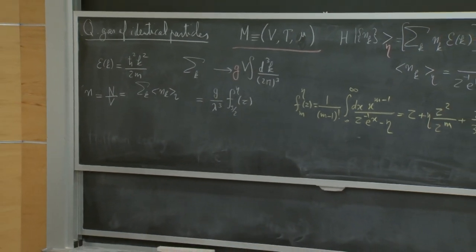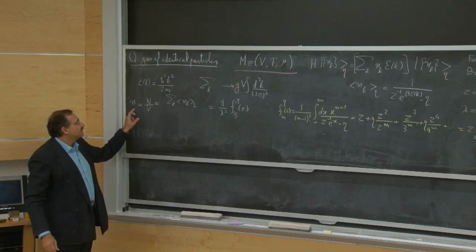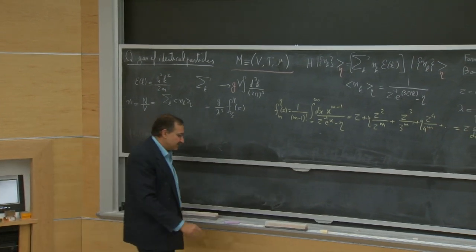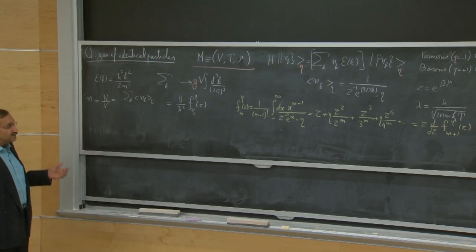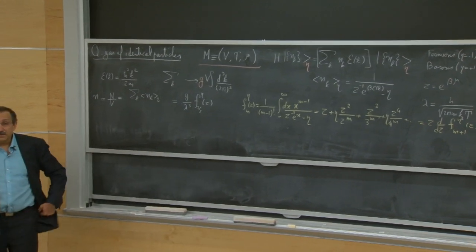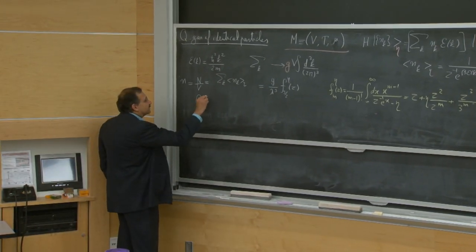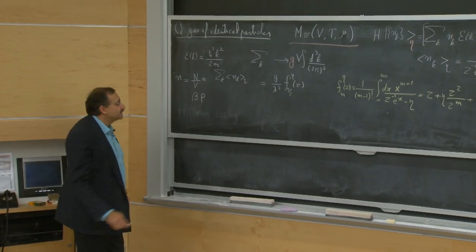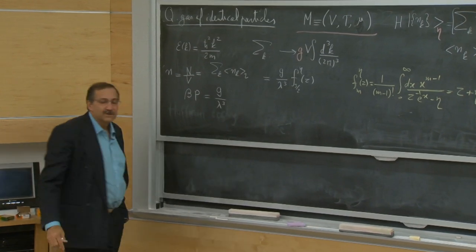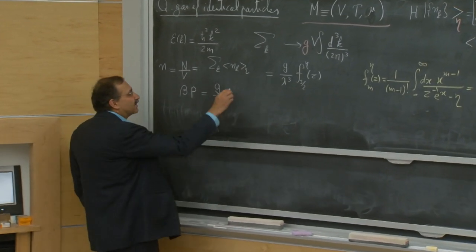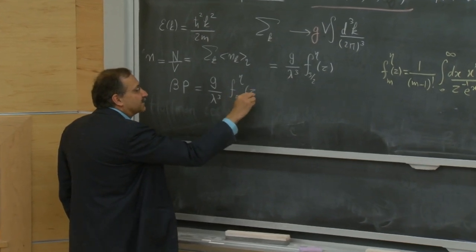So this just made the connection between the number of particles and the chemical potential that we need to use when we go to the grand canonical prescription. But we are interested in calculating various properties of this gas, such as the pressure. We found that the formula for the pressure was simply g over lambda cubed, very similar to what we had over here, except that rather than having f 3 halves, we had f 5 halves of z to deal with.